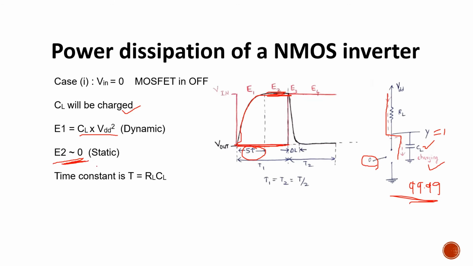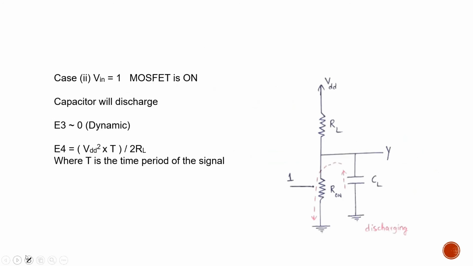Okay, guys, this is what happens in the power dissipation of an NMOS inverter whenever Vin is 0. Similarly, whenever Vin is logic 1, you see here there is a drastic decrease in the output voltage, and then here there is a stable logic 0 as well. That you can see here, guys, where Vin is 1, the MOSFET is on. Now the capacitor is discharging in this way.